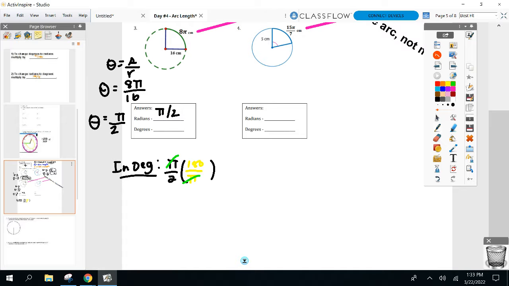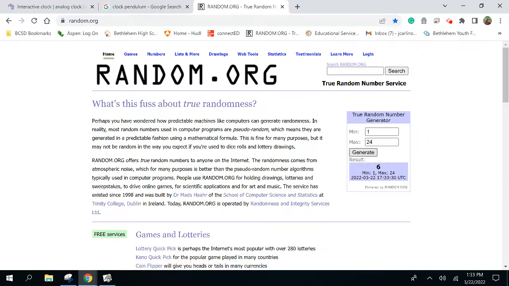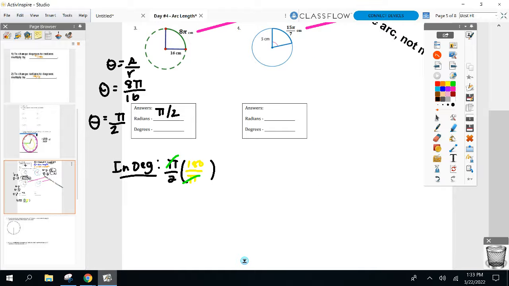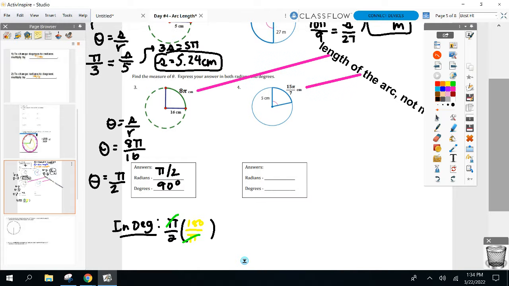Remember, we're not cross multiplying. 180 over 2. This is not cross multiplication here. You're better than that. Pi over 2 is what in degrees? When you're ready. 90 degrees. Yep. Pi over 2, same as 90. So that's a 90-degree angle up there. Everyone all right?